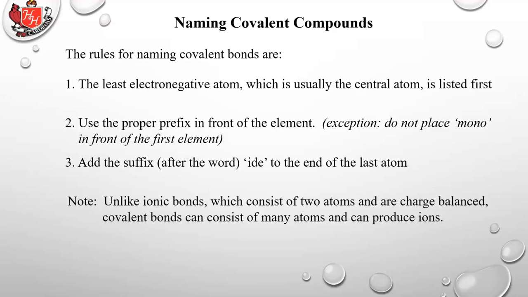Note that unlike ionic bonds, which consist of two atoms and are charge balanced, covalent bonds can consist of many atoms and can produce ions.